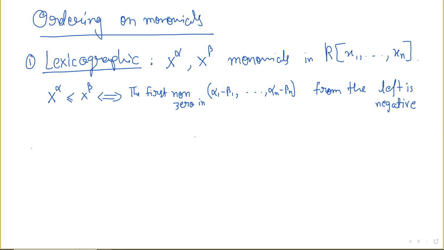You have to decide if that ordering is needed or not in Grobner basis. I don't know, but you can define it. It's fine if you want. Define the second ordering. Right, so this is degree lexicographic order.